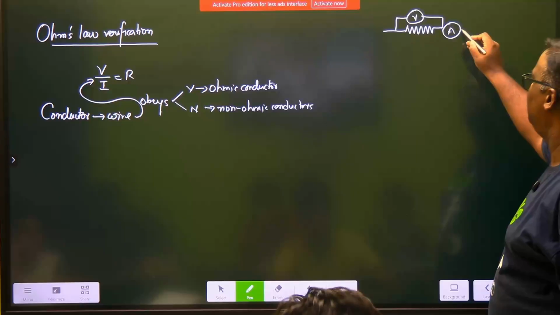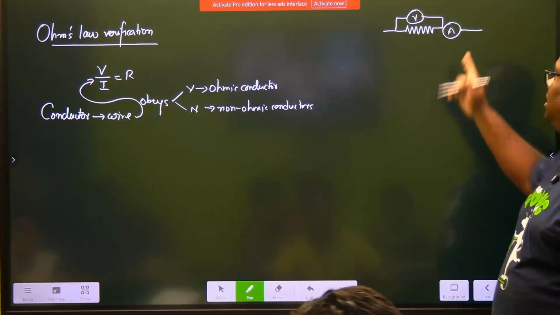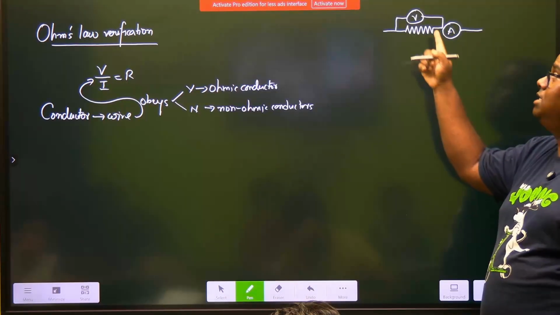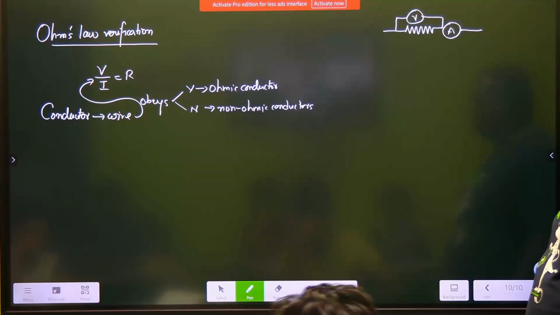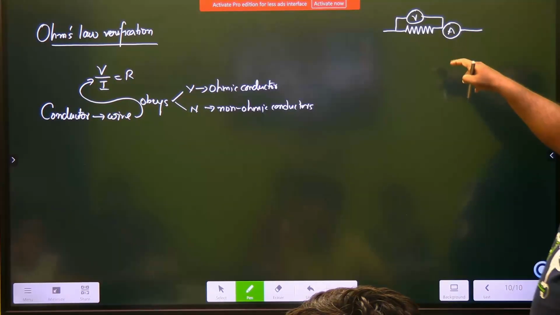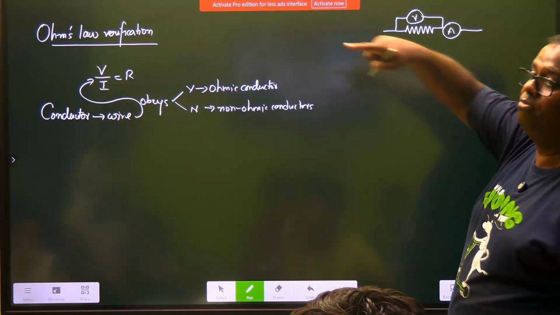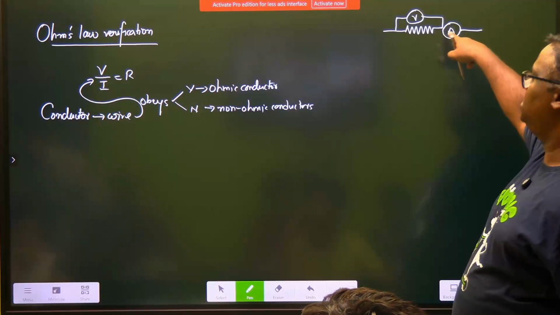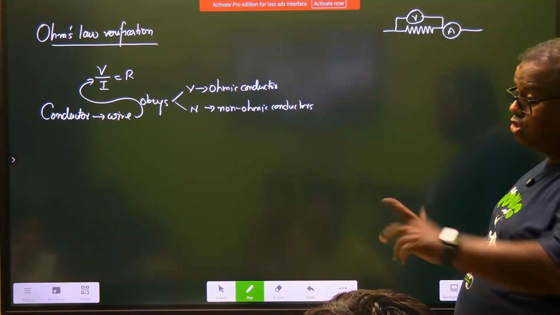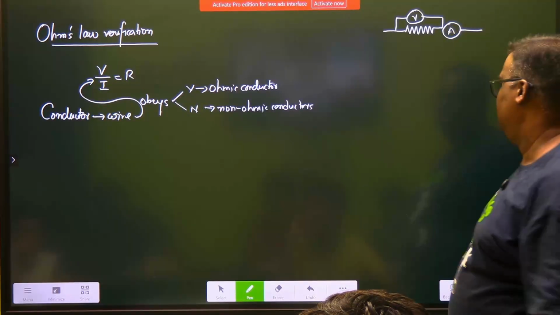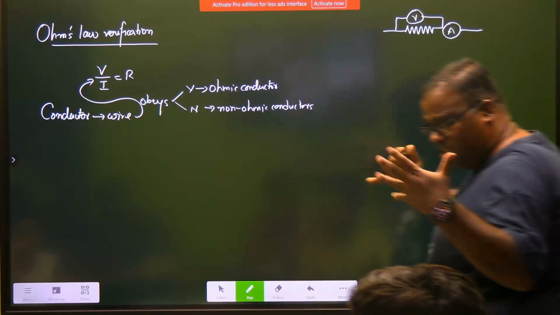And what is Ohm's law? Ohm's law tells me that the current flowing through a conductor is directly proportional to the voltage. Means if I increase the voltage, if V value goes up, Bakul, close it properly. If V goes up, A should go up. And this going up should be in a linear manner. So means I have to change different values.